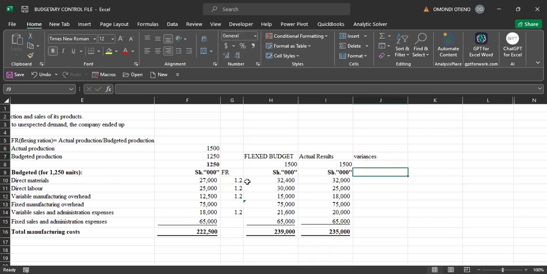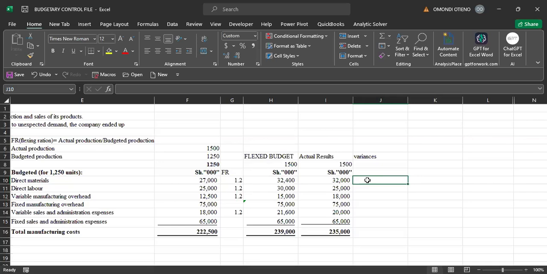So if as per your budget you plan to spend 32,400, and you ended up spending 32,000, is it a good variance or a bad variance? You plan to spend 32,400, you ended up spending only 32,000 shillings. So is it a favorable or adverse variance? It is a favorable variance, right? Because you've spent less than what was actually planned.